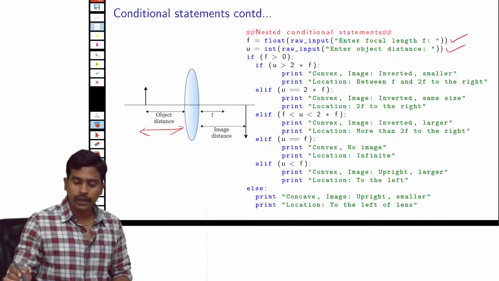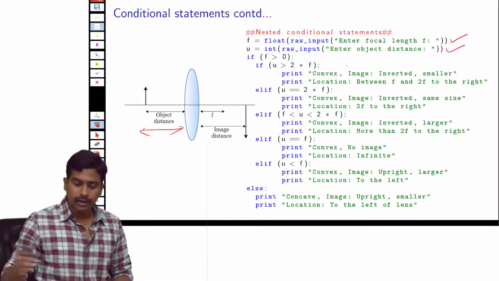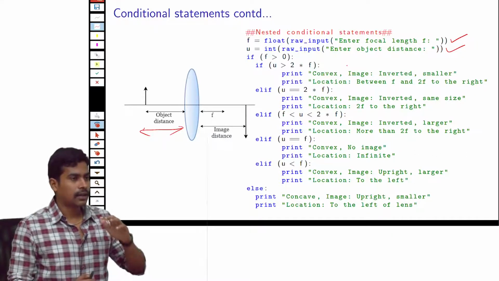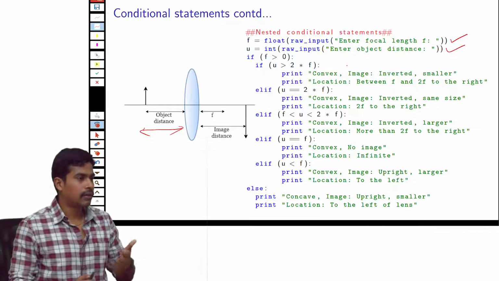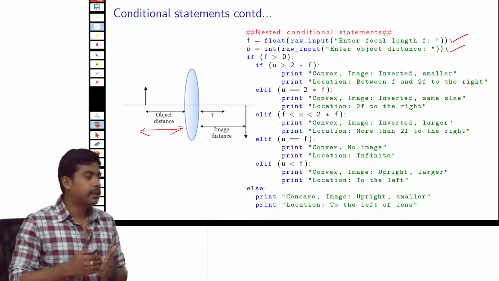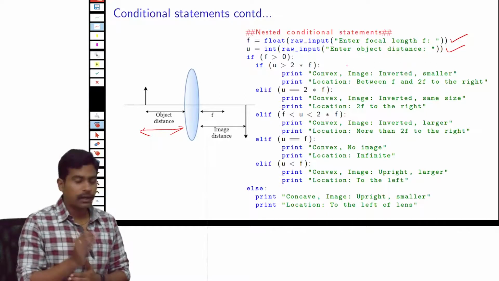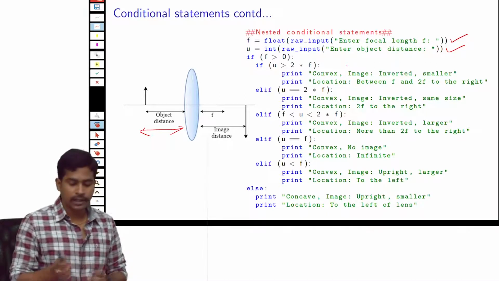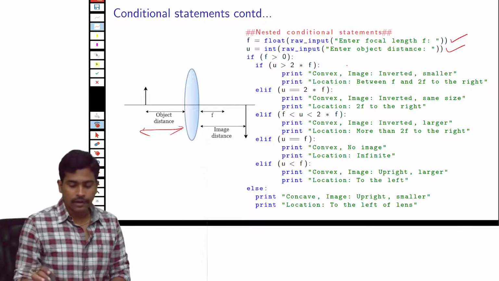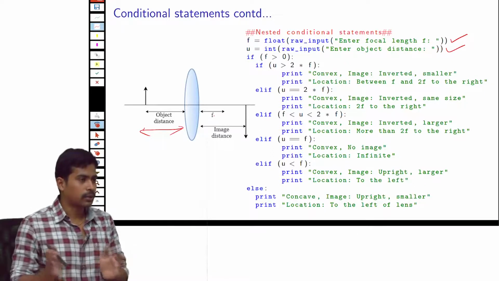Based on these two values, it is going to say whether the image is going to be a real image or a virtual image, whether the image is going to be inverted or upright, and about the position of the image, whether it's going to be at infinity or lie within f or between f and 2f.